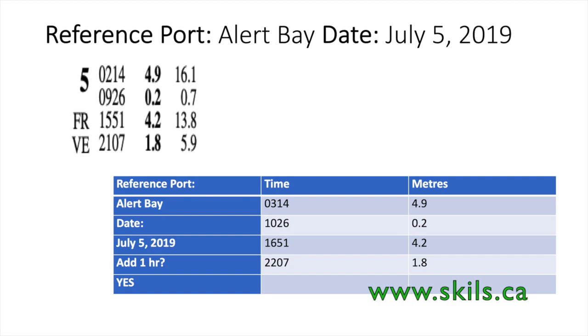So I have another example, Alert Bay. If you were to open up your book and go to the Alert Bay page for July, you would see this. The reason we're looking at this is July is within daylight savings time. And so do we add an hour? Yes. So when we're putting these into our book, you'll notice that we have added an hour to all of these times, and then the heights would stay the same. And you can see here that there's high, low, and because we're mixed semi-diurnal here, there's 2 highs and 2 lows.